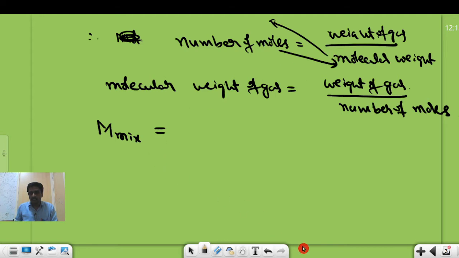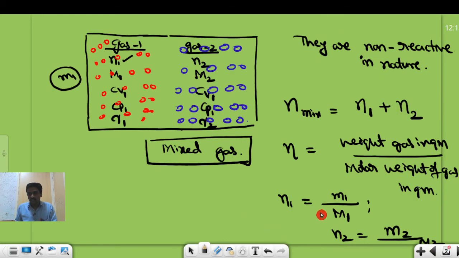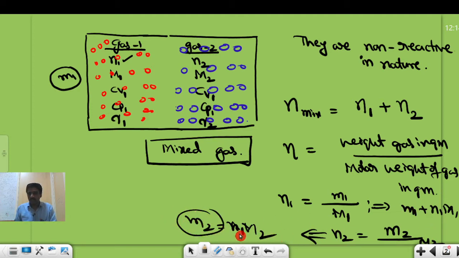Now let me take the previous formula. From this equation, the weight of the first gas, M1, is equal to small n1 into capital M1. Similarly, M2 is equal to small n2 into capital M2. The total weight is M1 plus M2, which is equal to n1 M1 plus n2 M2. This formula we can use.